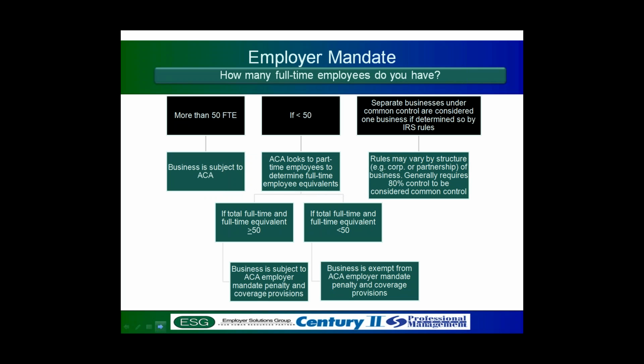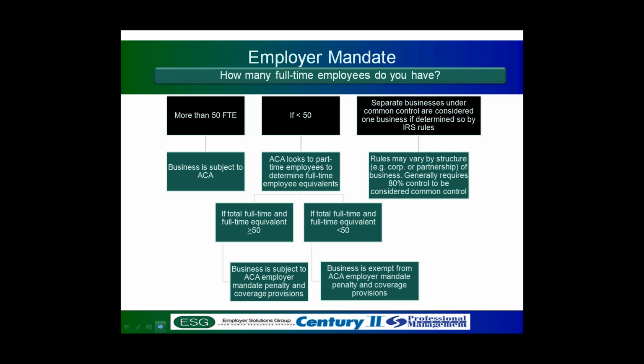Let's say you have fewer than 50 employees. Well, the Affordable Care Act looks at both full-time and part-time employees to determine full-time equivalents. So if you have a total of fewer than 50 full-time and full-time equivalent employees, you aren't going to be subject to the ACA and to the penalty. Now, let's say you have a total of full-time and full-time equivalent employees that's 50 or greater, then you will be subject to the mandate.